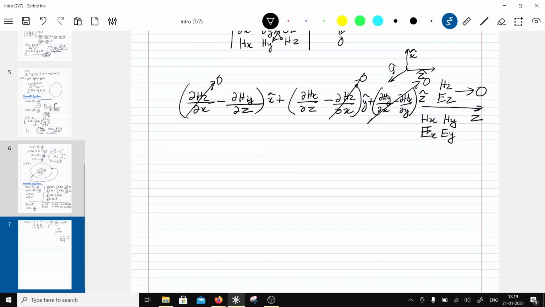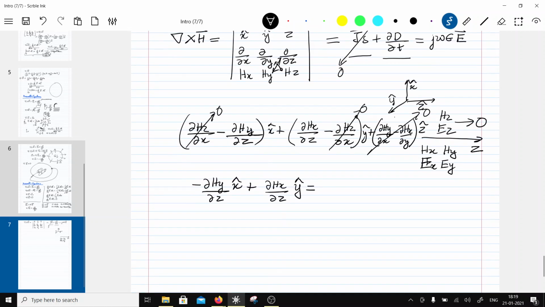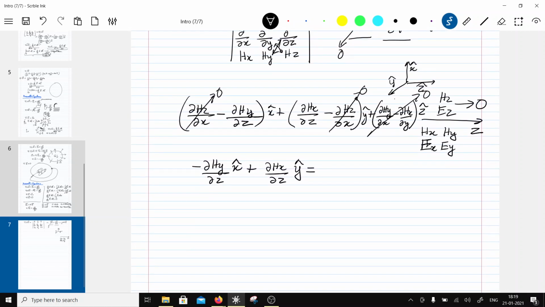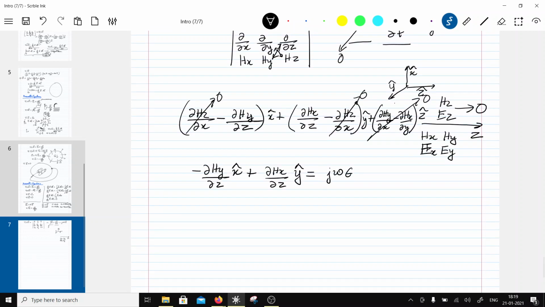So I'm left with only minus of dou Hy by dou z x plus of dou Hx by dou z y. This would be equal to, again the z component will be gone because of what you see on the left hand side, so collect the components: that is going to be j omega epsilon Ex along x-axis and j omega epsilon Ey along y-axis, correct?